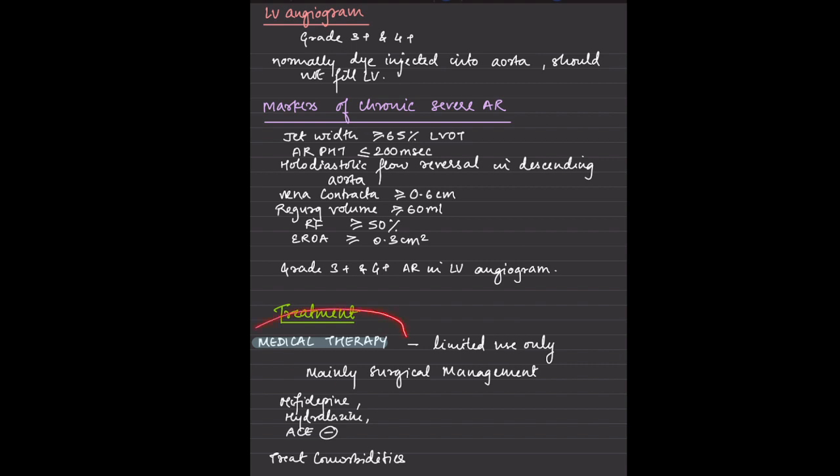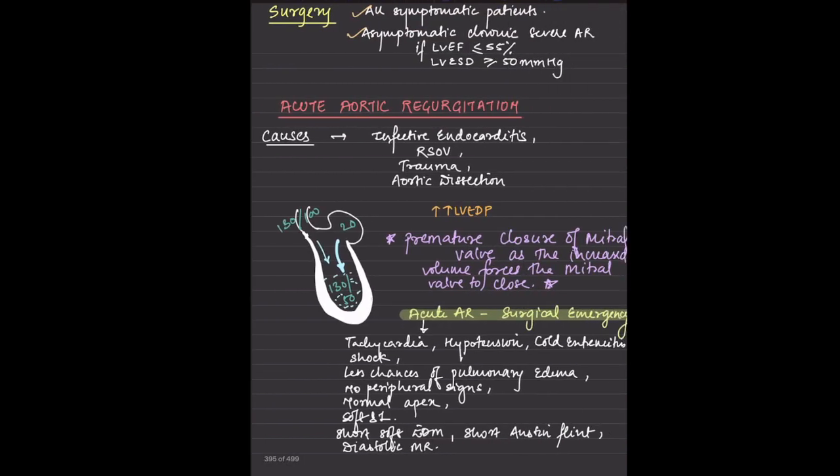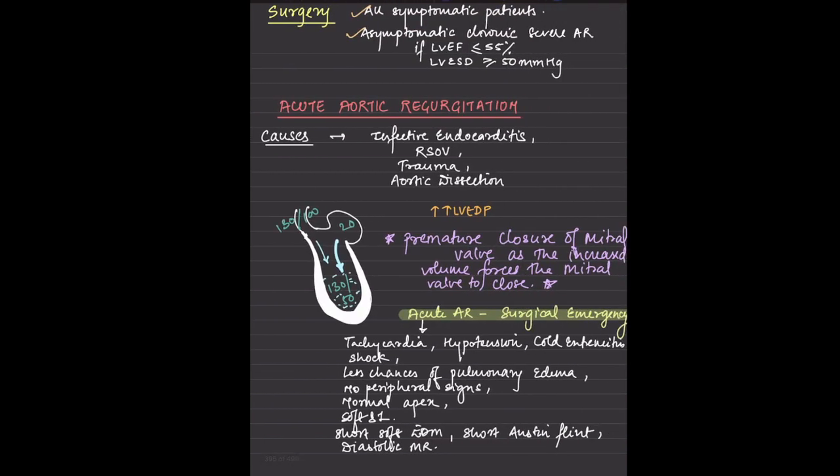For the treatment part, medical therapy is not very useful. It is surgery which should be done, and stabilize the patient with ACE inhibitors or hydralazine, or we have nifedipine, and treat the comorbidity. Surgery is very important whenever the left ventricular end-diastolic pressure is high and the ejection fraction is less than say 55%; the surgery has to be done even if the patient is asymptomatic. And in a symptomatic patient, definitive surgical management is to be done.